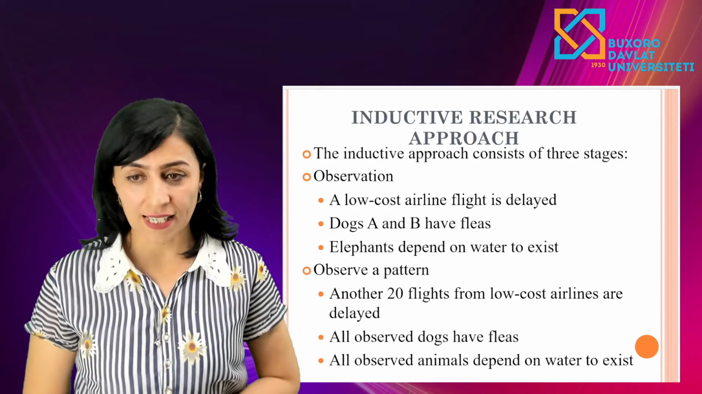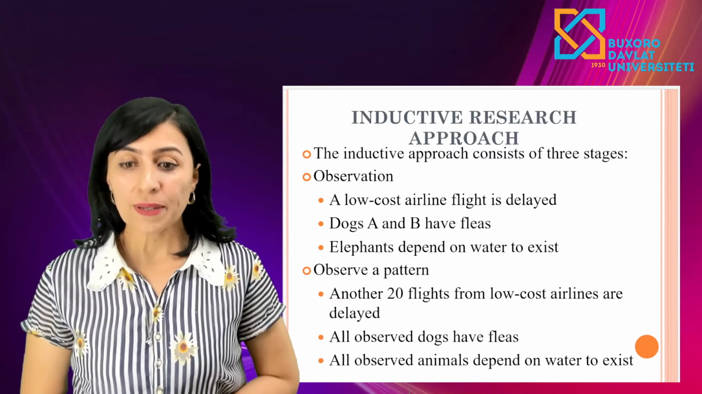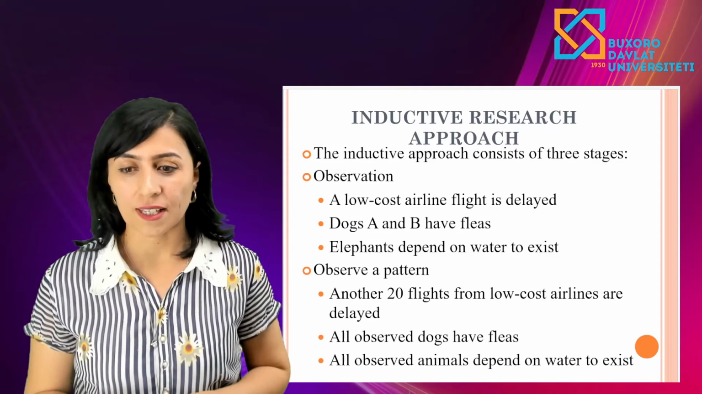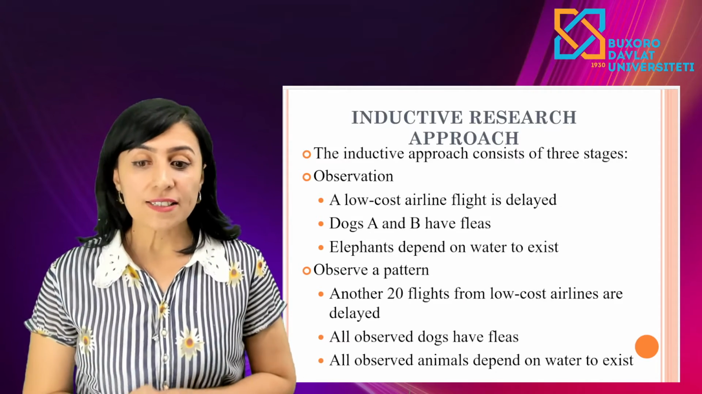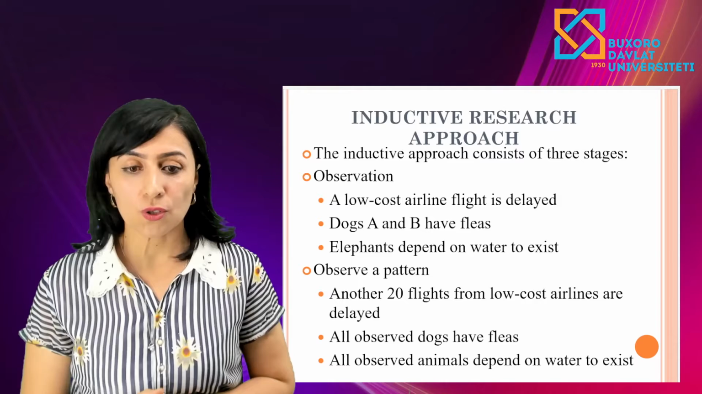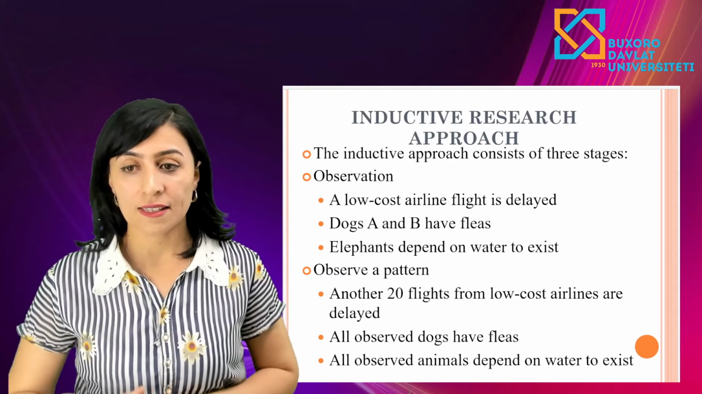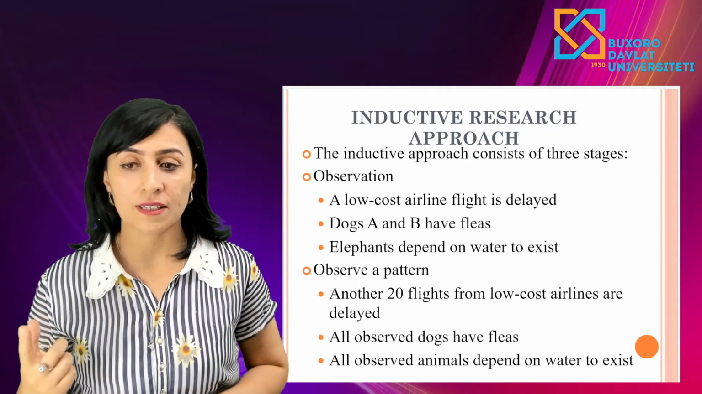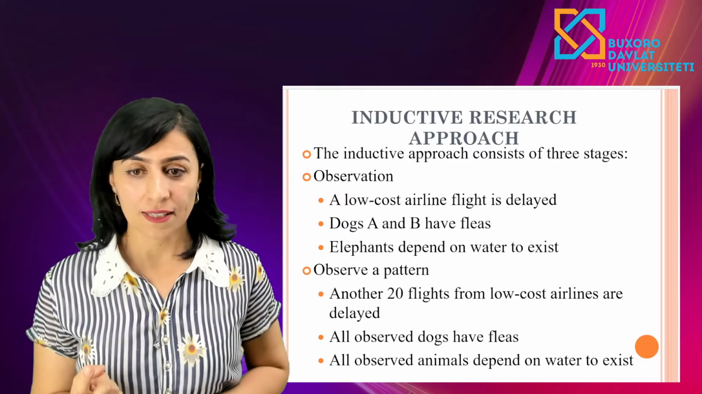Now, the second stage is to observe a pattern. Specifically, another 20 flights from low-cost airlines are delayed. In the first stage, observation, you have analyzed only one airline flight.